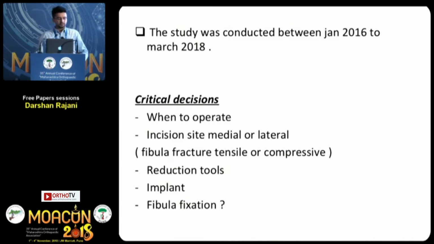Critical decisions we have to make before operating, that is, when to operate. First, as soon as the patient presents, after a point of time, we have to check with dorsiflexion if there is appearance of the skin creases, then that is the time to operate. Incision site, whether medial or lateral, depends also on the fibula fracture, whether it's a tensile or compressive fracture, whether there is medial or lateral angulation. What reduction tools you are going to use, what implant you are going to use, and fibula fixation by observing the site of the fibula fracture.